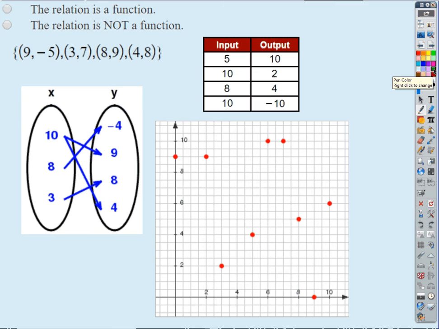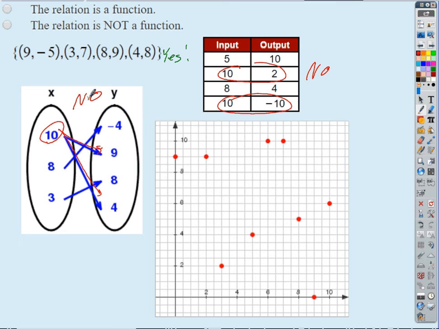Okay, good, each input only has one output, so that one is a definite yes. How about this guy? Nope, what's the problem there? Okay, good, look, the input 10 has two different outputs, so that one's a no. How about this one? No, what's the problem here? 10 again, yeah, the 10's having a bad day. Notice it's got two different output values, right, so that's a no.